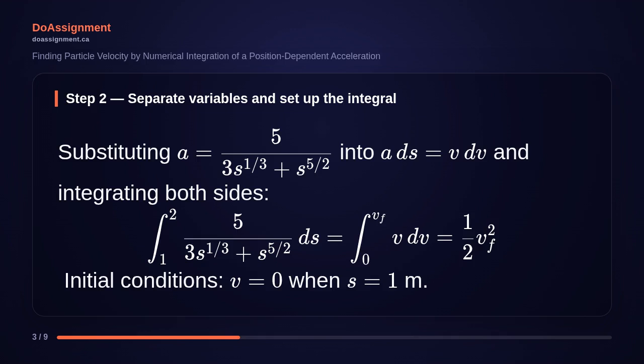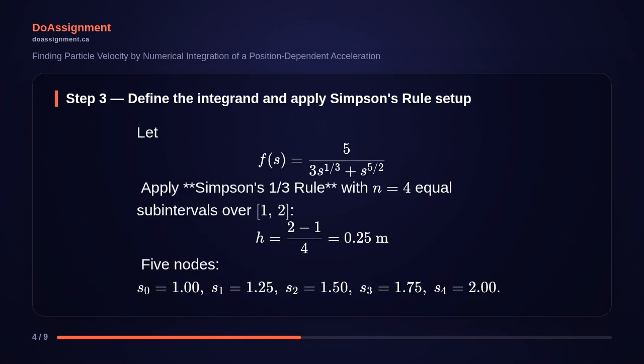The right side evaluates to 1/2 v final squared. The left side is the integral from s = 1 to s = 2 of 5 over the quantity 3s^(1/3) + s^(5/2) ds. We define the integrand f(s) and apply Simpson's 1/3 rule using 4 subintervals. The step size h is 0.25 meters, giving 5 equally spaced nodes to 2.0.